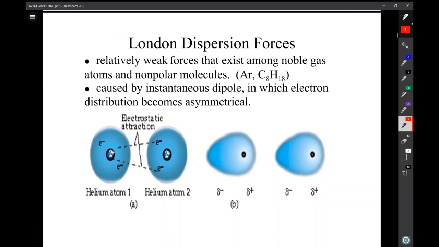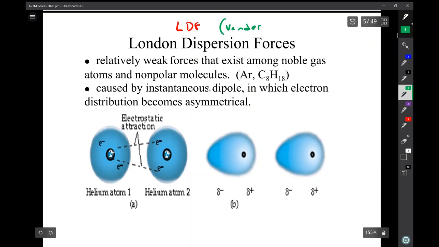Now the third one is called London dispersion force, and sometimes called LDF. Another term you may have heard is van der Waals forces. So if you've heard LDF or van der Waals, they're the same thing. These are very weak intermolecular forces that exist most commonly with noble gases and nonpolar molecules. Now, there are some other exceptions, and we'll talk about some other places you'll see them.